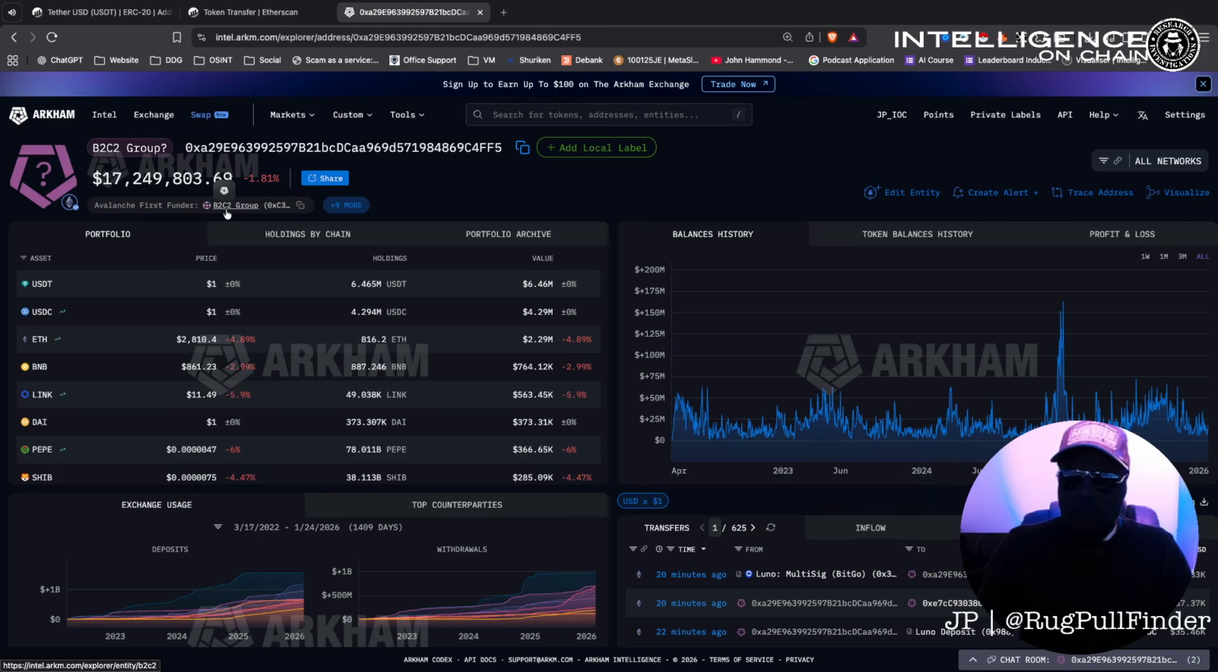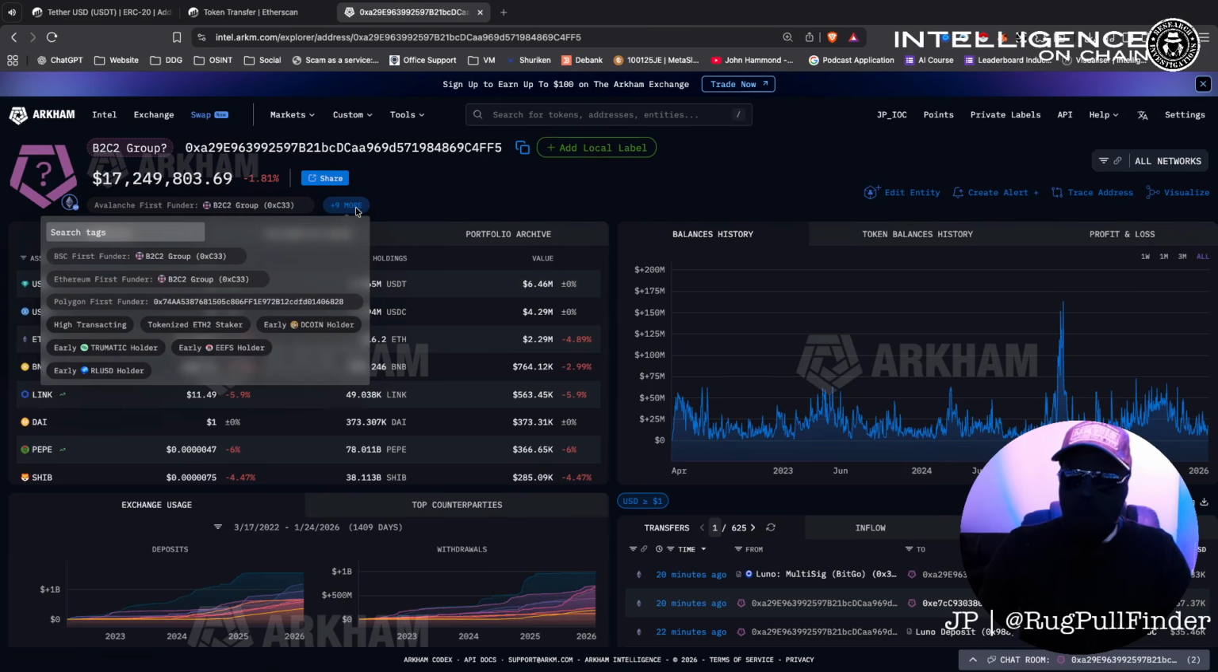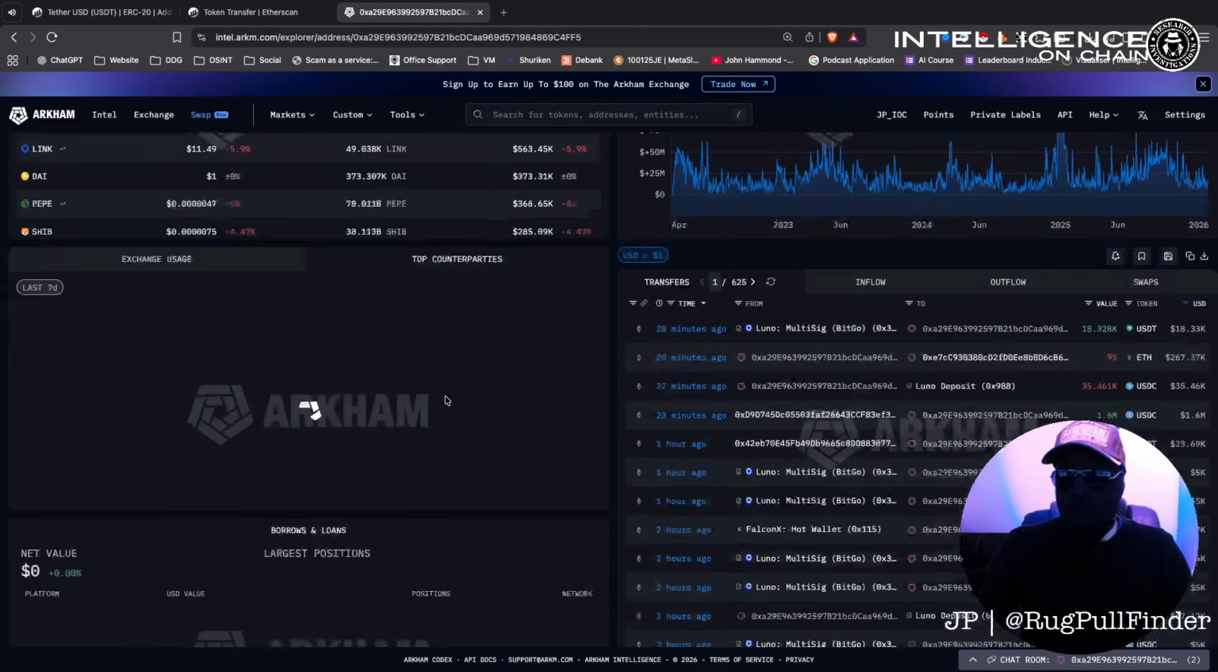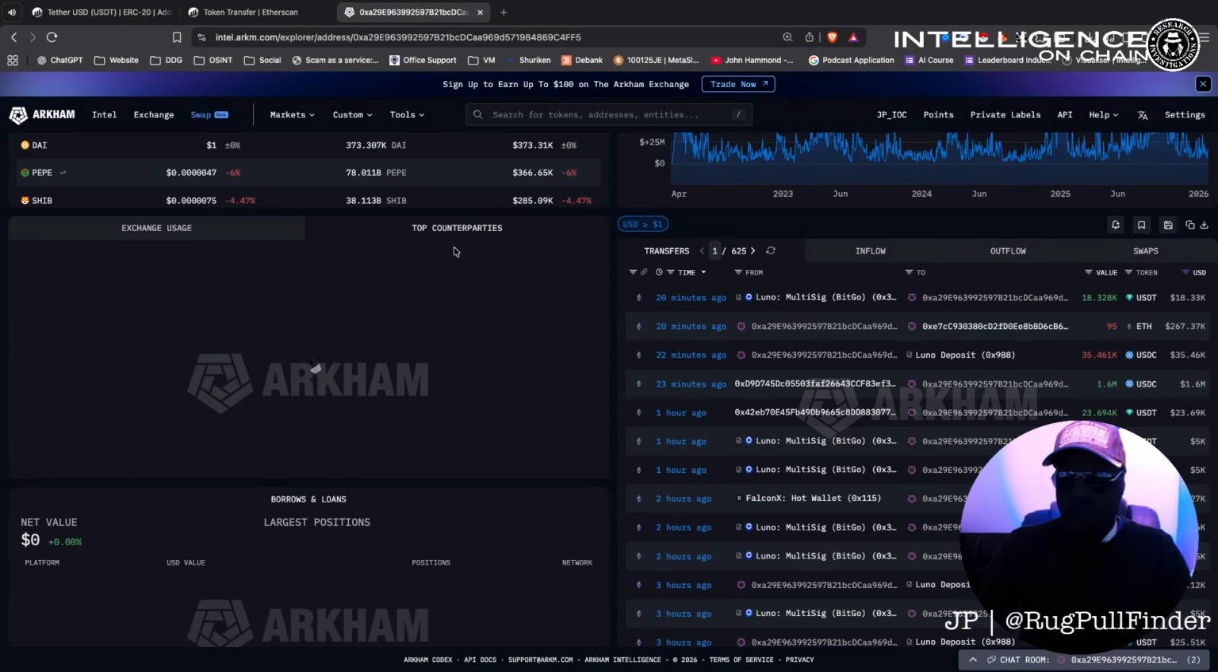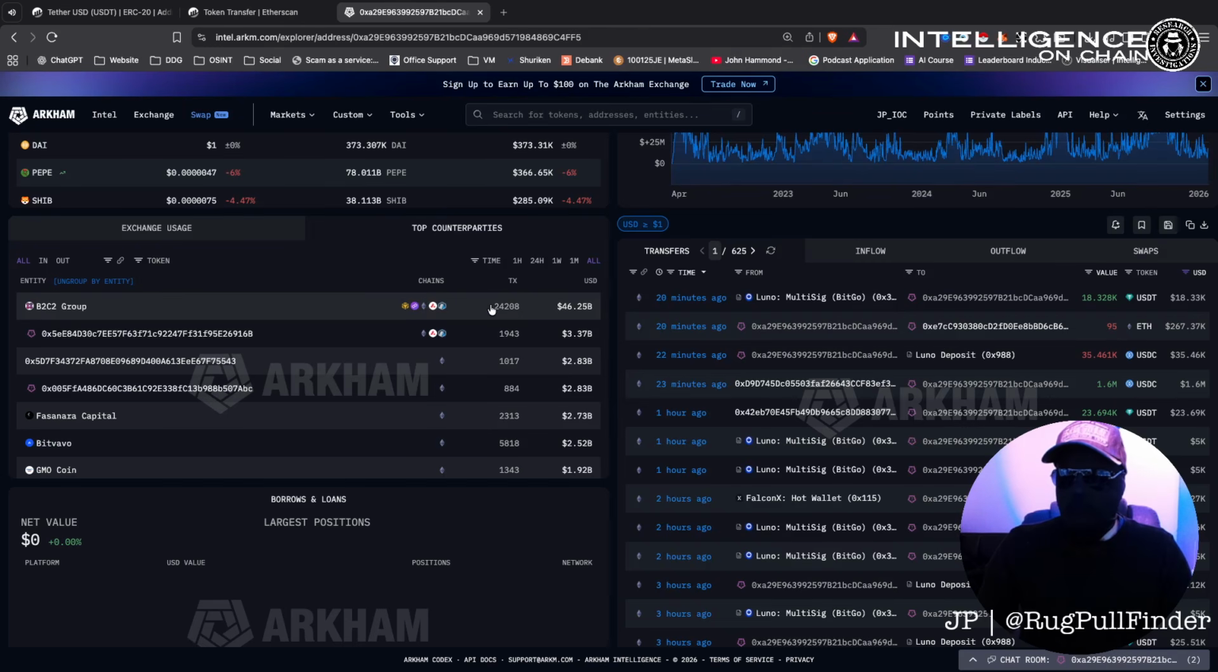But when you start to look at things like the first funder, okay, and you open up this more menu, you start to see that B2C2 were the first funders on Binance Smart Chain and on Ethereum, okay? The other thing that I would check to look at that attribution is I would go to the top counterparties tab just here. And we can see, look, 24,208 transactions worth 46.25 billion. I would say, yeah, it's pretty, I would say it's B2C2. Okay, so the answer is B2C2.